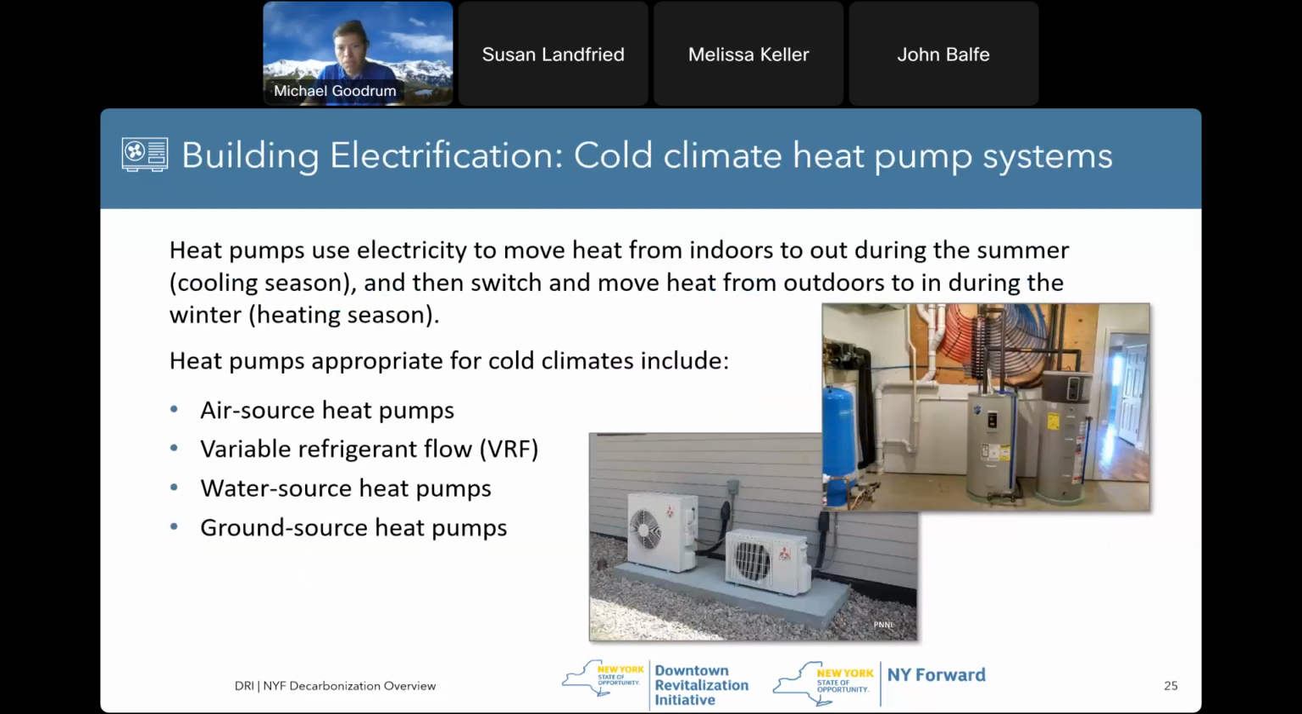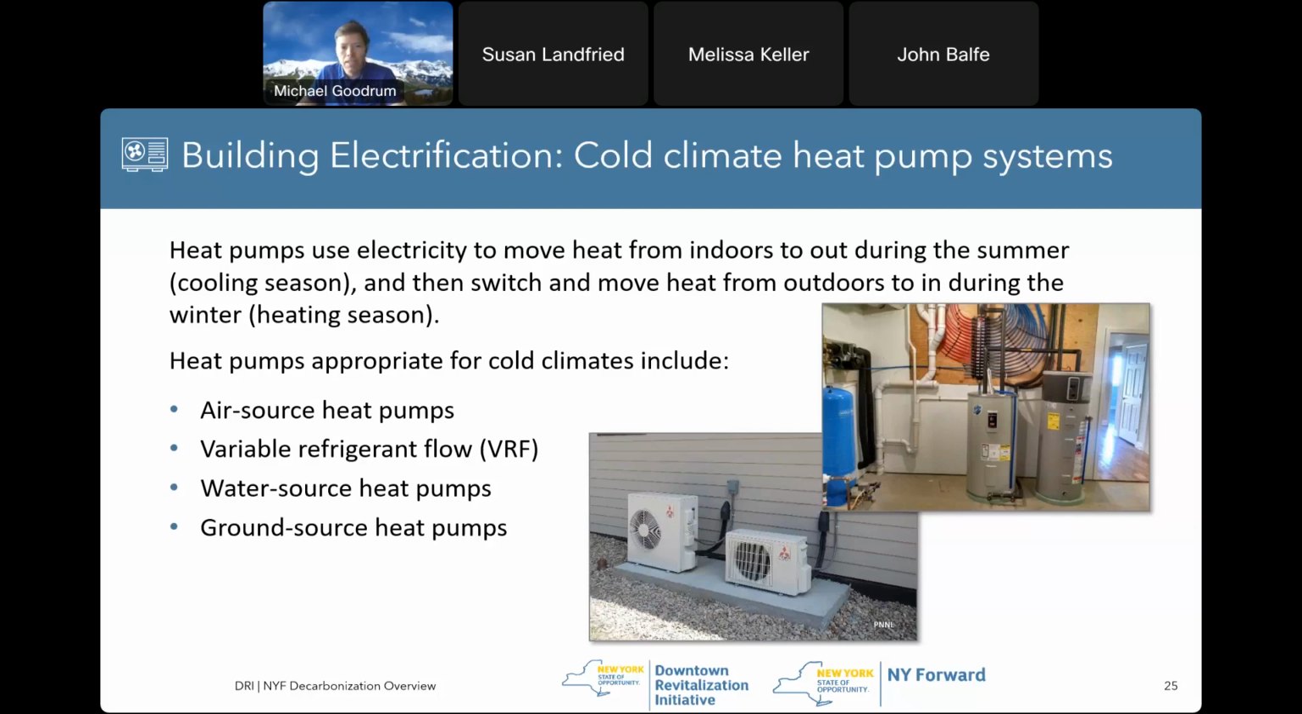As far as heat pumps go, I think heat pumps are familiar to people now, but they basically move heat from one place to another. So they move it from the indoors to the outside during the summer to cool the space, and then they move it from outside to inside during the winter to heat. There are a variety of different heat pumps that exist. Air source heat pumps, variable refrigerant flow, or VRF, which usually are a type of air source heat pump.